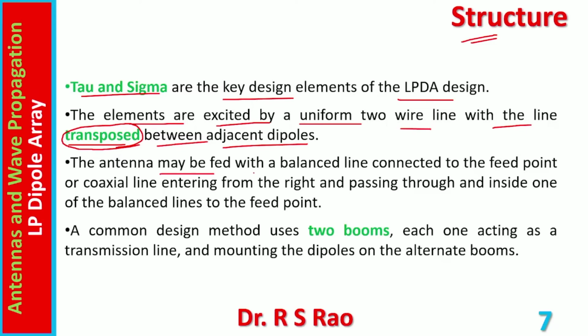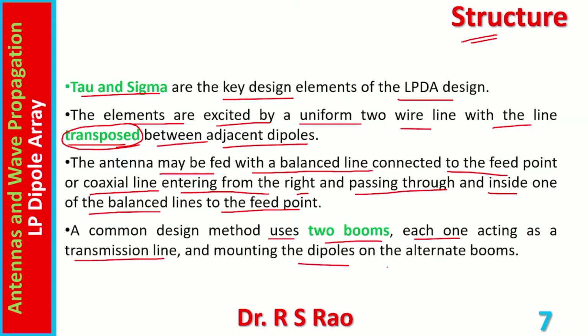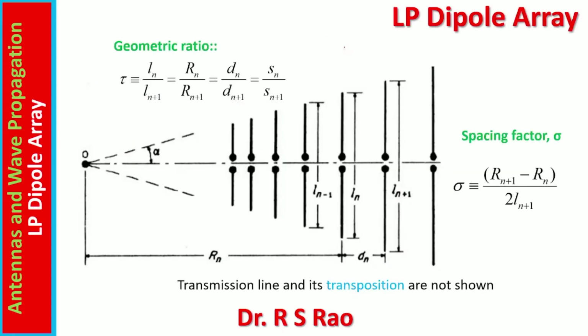The antenna may be fed with a balanced line connected to the feed point or coaxial line entering from the right and passing through and inside one of the balanced lines to the feed point. Here, some information regarding the feeding of the antenna is provided. A common design method uses two booms, each one acting as a transmission line, and mounting the dipoles on alternate booms. Here is shown a pictorial diagram of dipole array, LP dipole array.